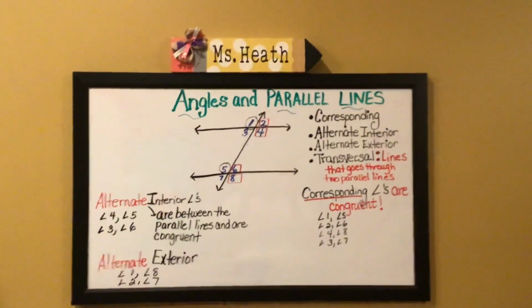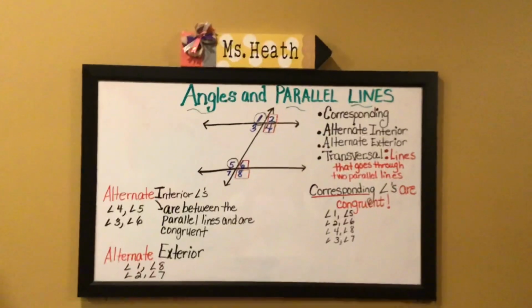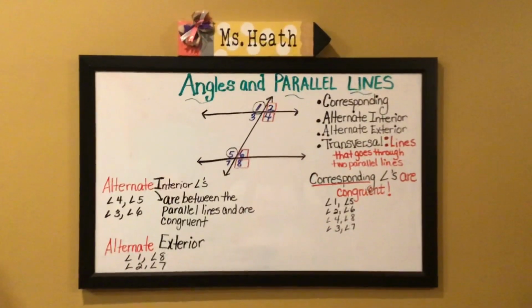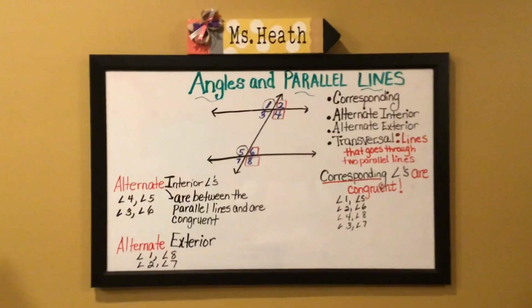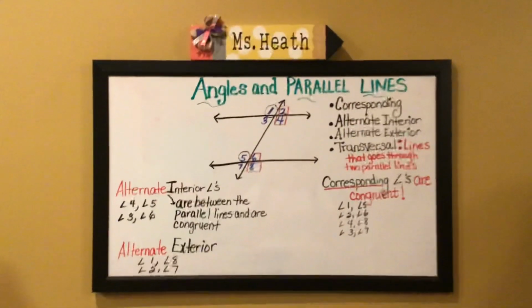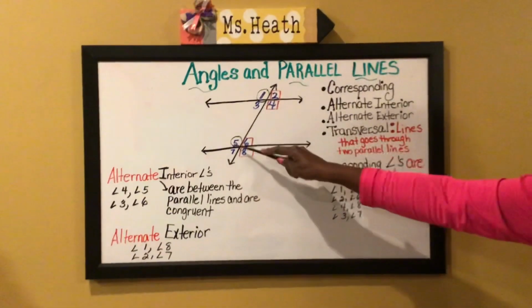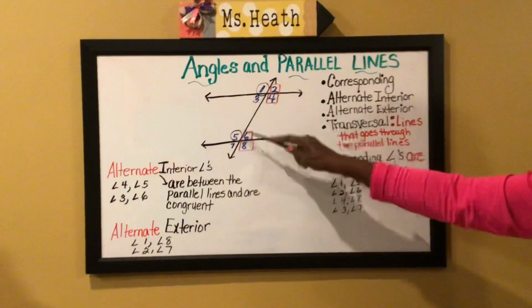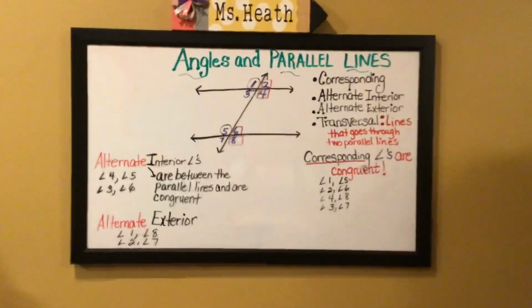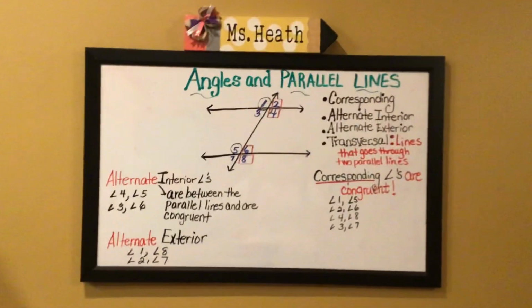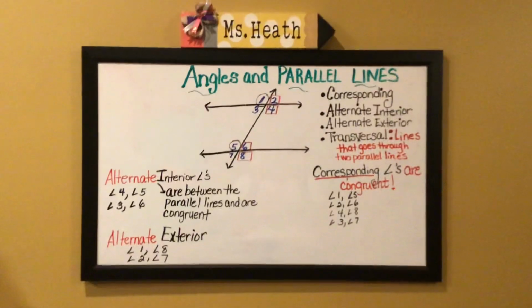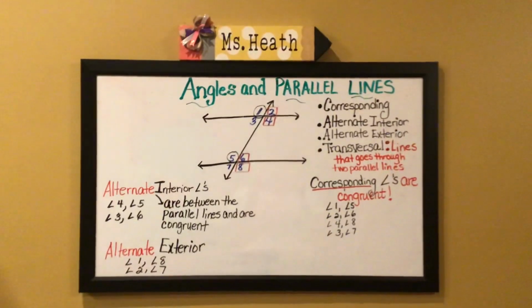So for example, angle 1 and angle 5 would be corresponding angles because they are both in the upper left-hand side of their grouping. Here's 1 and here's 5. They're located in the same spot within their grouping. So that's what you call a corresponding angle.